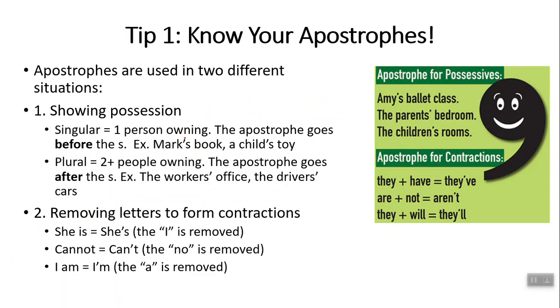What I had another teacher tell me is that the apostrophe is like a little arrow pointing to whoever owns it. So here it's Mark, right? Here it's more than one worker owning the office. So the apostrophe points to all the workers, as opposed to just one worker where it would point to just one worker and be before the S. So if you can think about it that way, that's kind of an easy little trick.